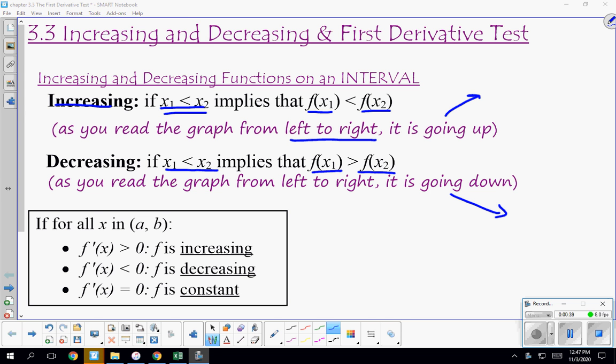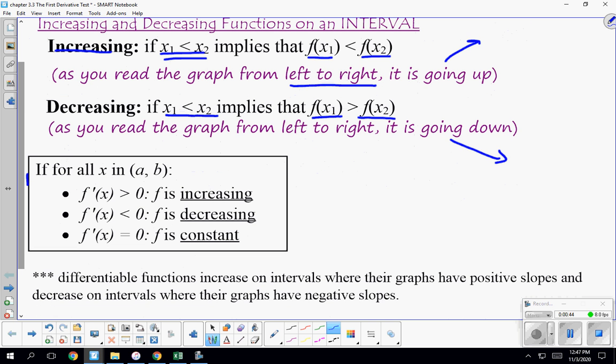So basically, this is a theorem that helps us use the first derivative test. If our derivative is positive, that means it's increasing. If our derivative is negative, that means it's decreasing. And if our derivative is 0, that means our function is constant at that point.